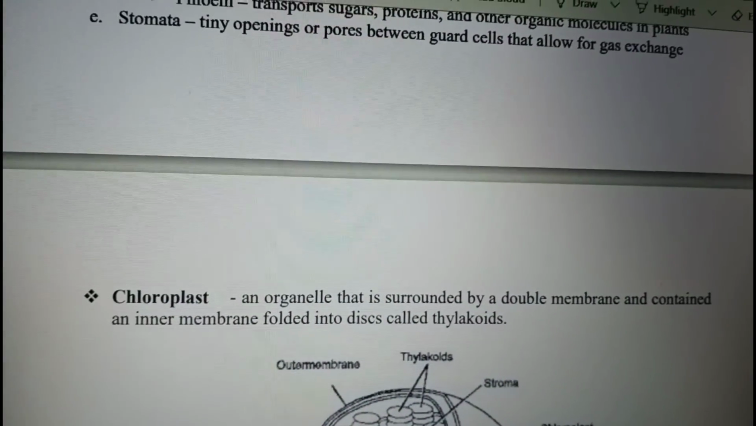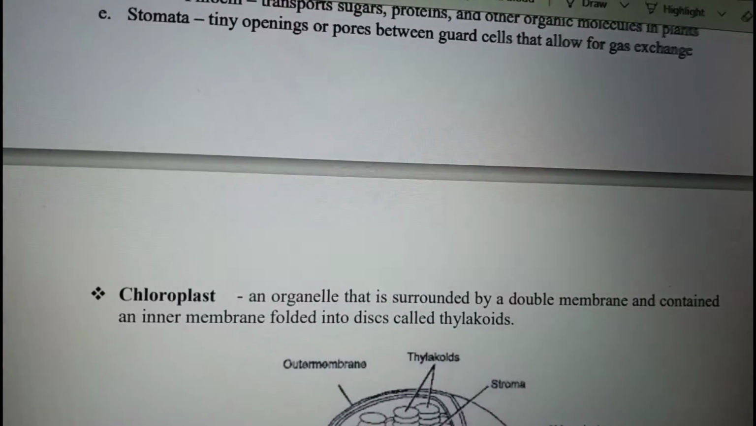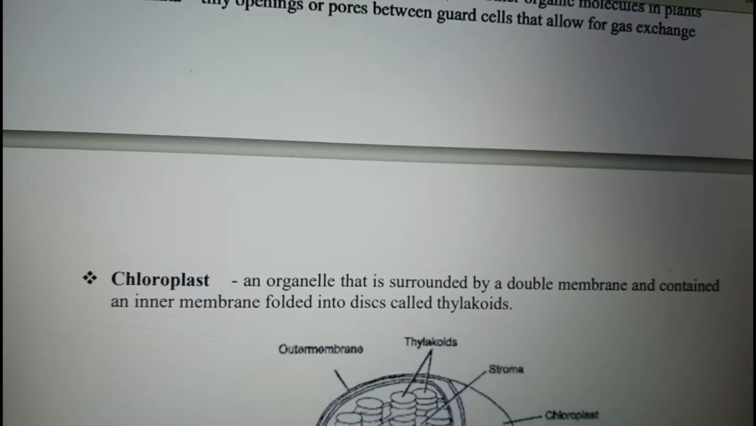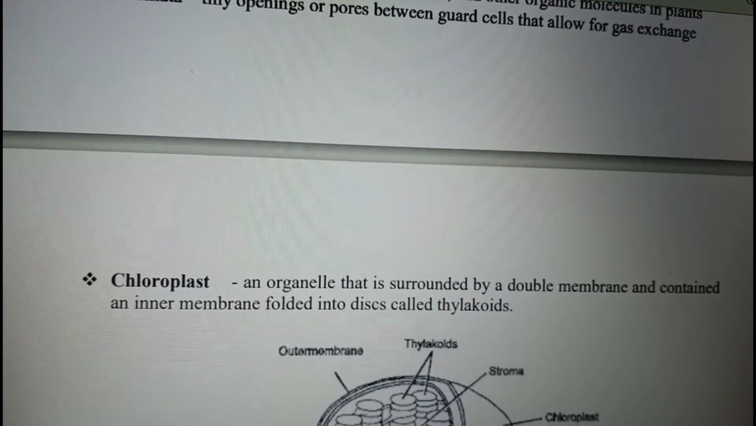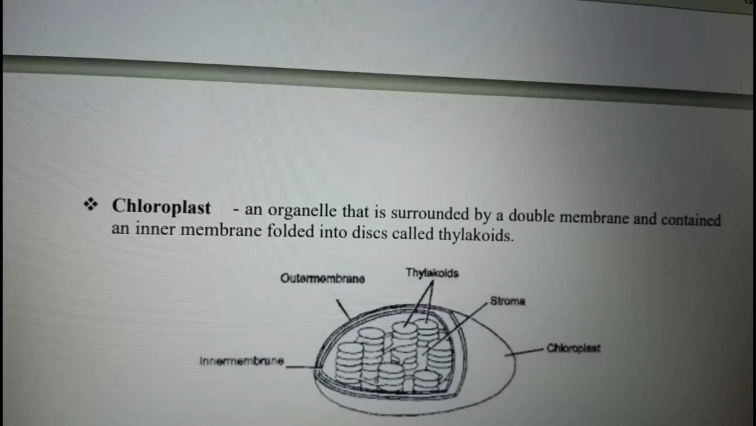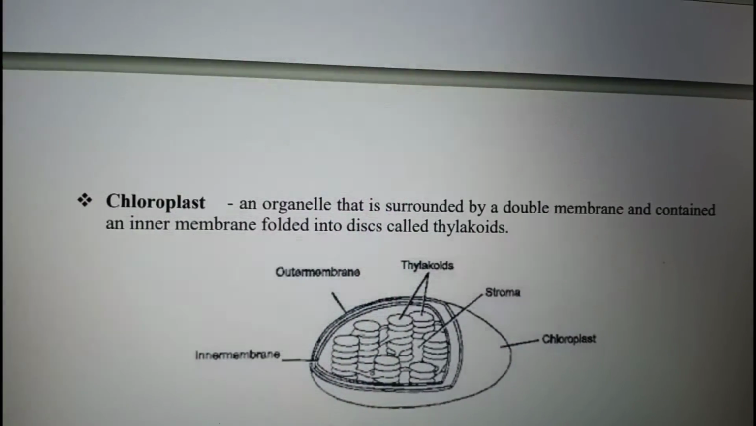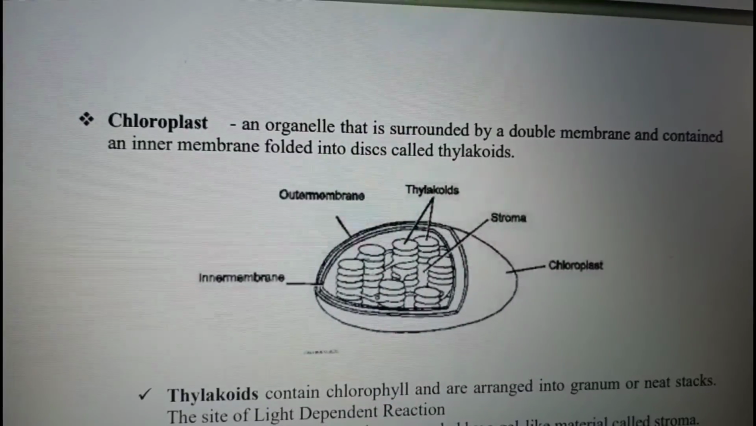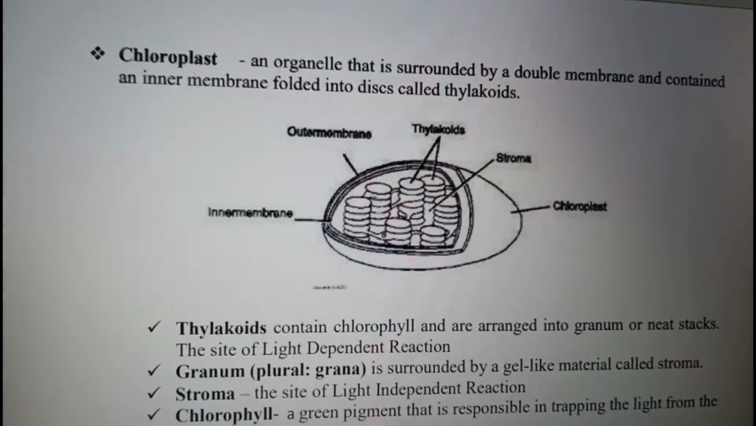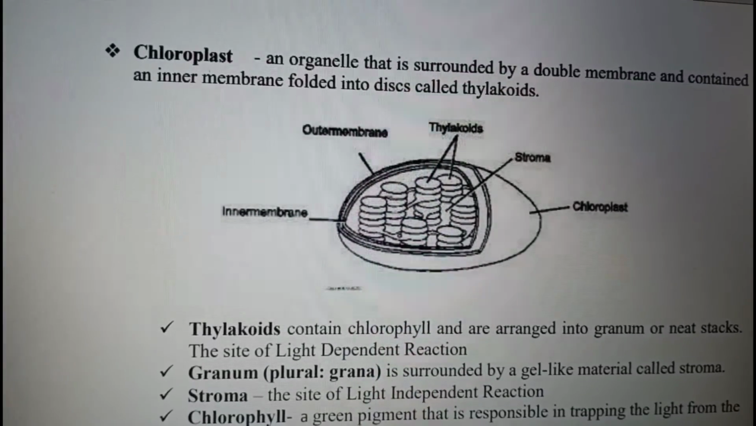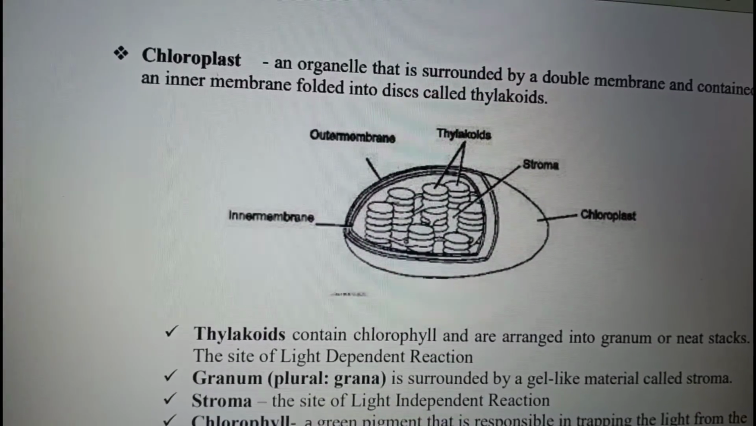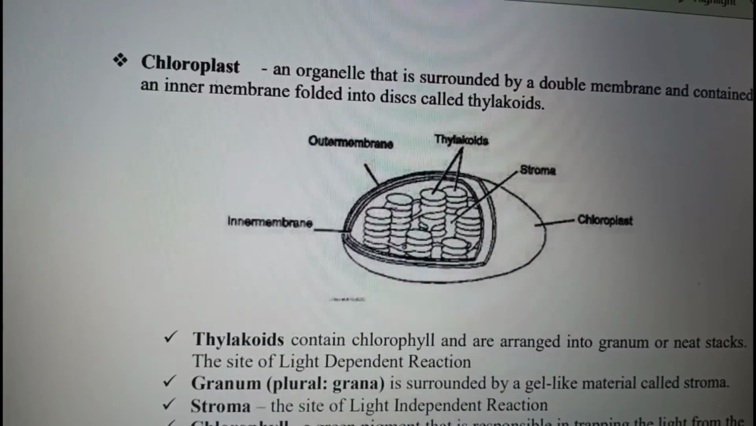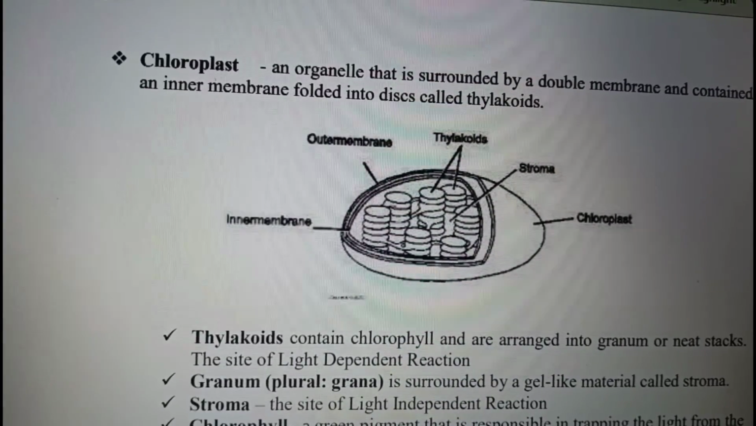So let us see the different parts of the chloroplast. But before that, let us define chloroplast. What is chloroplast? Chloroplast is an organelle that is surrounded by a double membrane and contains an inner membrane folded into discs called thylakoids. This one is the figure of the chloroplast. So it has different parts. We have the inner membrane, the outer membrane, the thylakoids, the stroma, and the chloroplast.